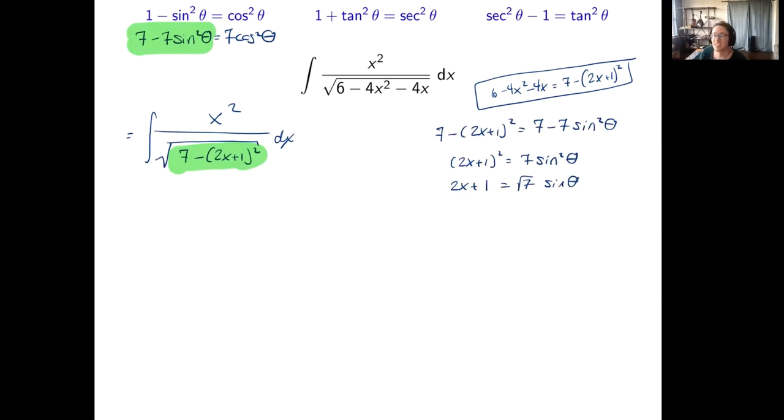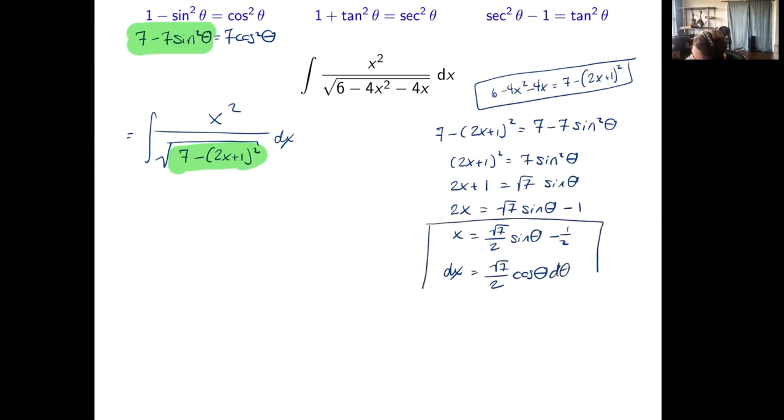I'm going to need dx though, and indeed I'm going to need x itself, so I'll go ahead and finish solving for x. Subtract both sides by 1. And now divide through by 2. Now I can find what dx is going to be. It's going to be root 7 divided by 2 cosine theta d theta. This is the substitution that I'm going to use.